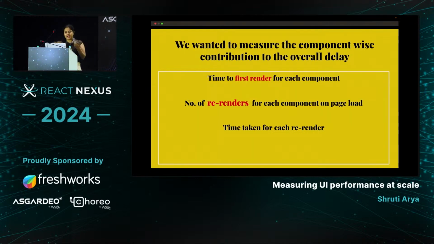So again, getting back to the parameters that we were measuring as part of this: the time to first render each component, the number of re-renders for each component on page load, and the time taken for each re-render. So again, for measuring all of these, we had to use a tool. So we used the Profiler API.